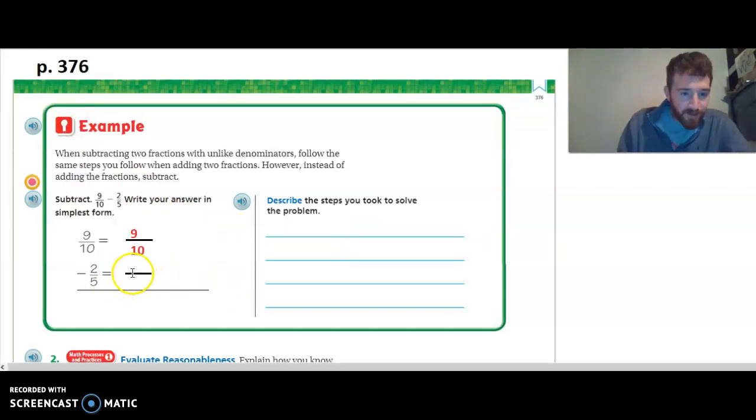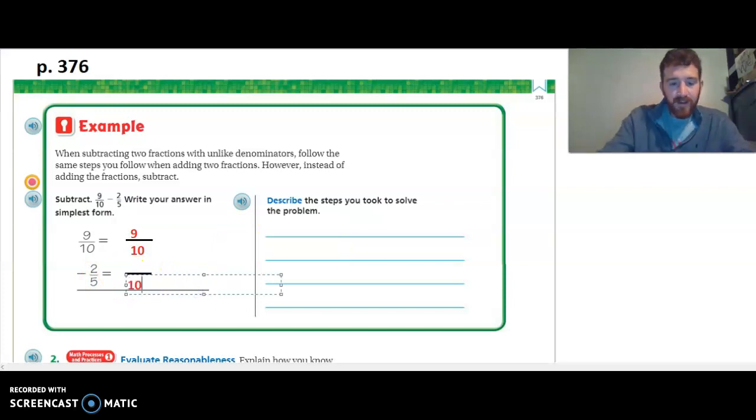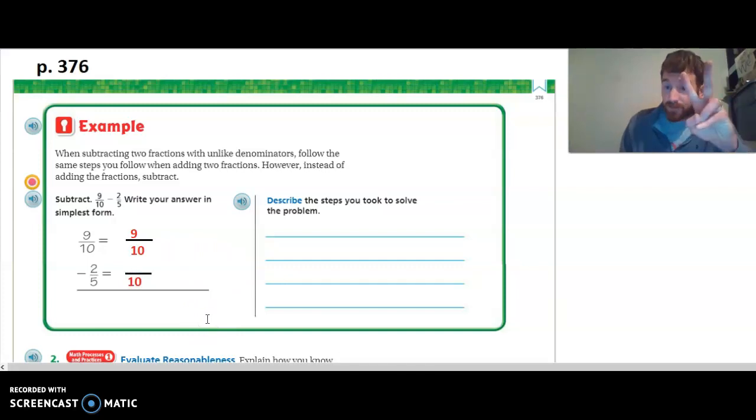And if I want my 2/5 to be tenths, let's think, what do we do? How do I get from 5 to 10? I would multiply by what? 5 times 2 would make 10, okay? So I need to do the same thing up top with my 2/5. So 5 times 2 makes 10, and 2, I have to also multiply by 2, and that makes 4.